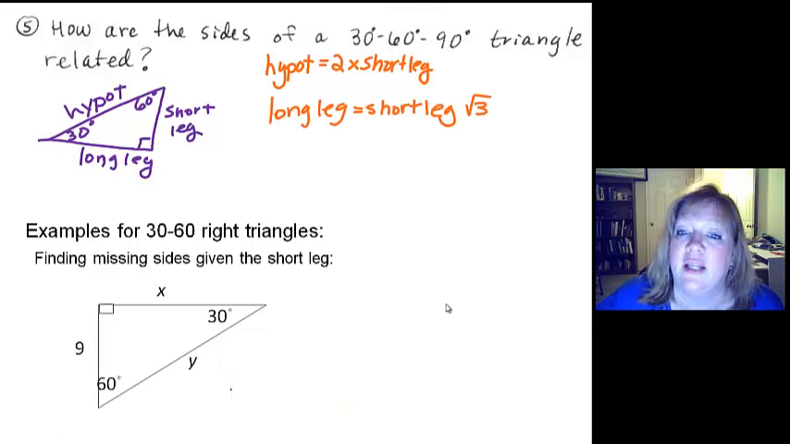The long leg is the short leg times the square root of 3. Notice that everything's compared to the short leg. So if you got the short leg, you're home free. The other ones, you'd have to divide to find. So you'd have to divide to find the short leg.